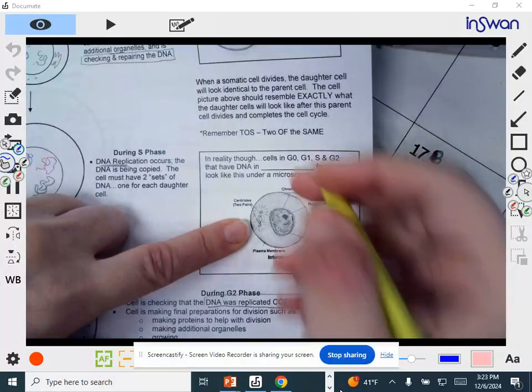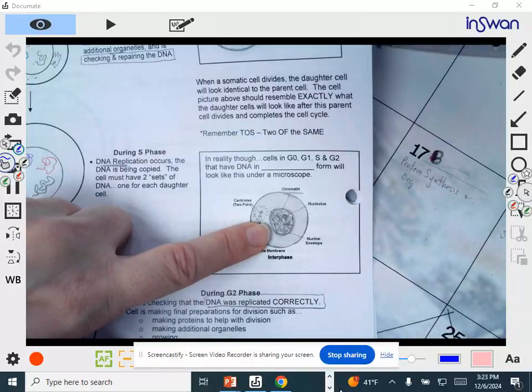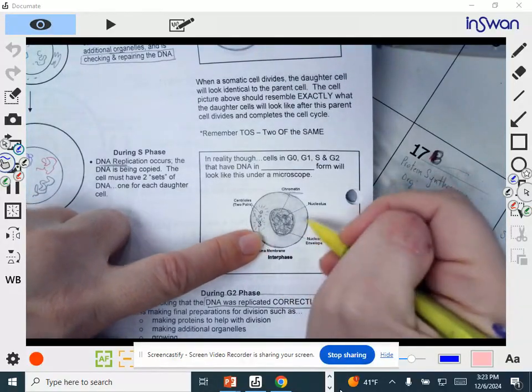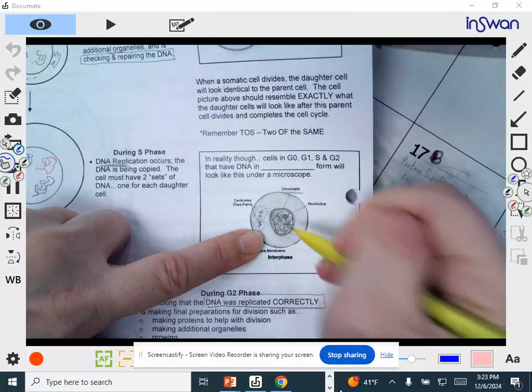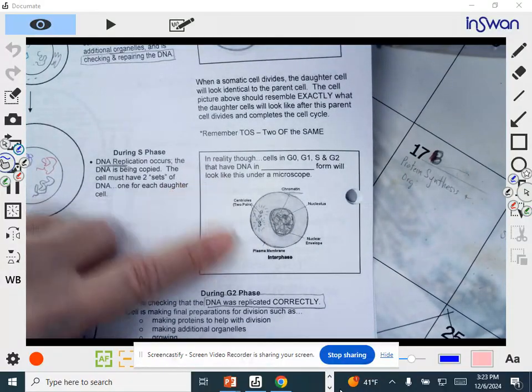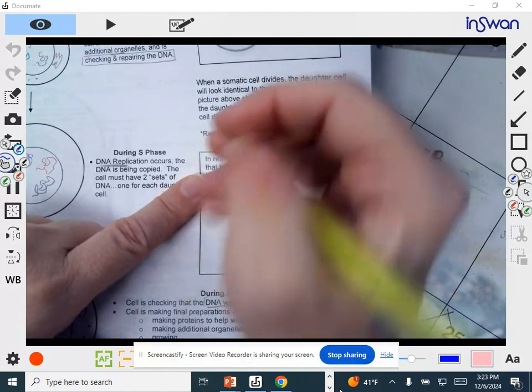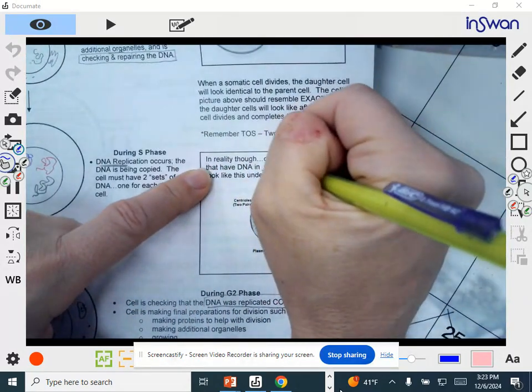So let's just show that there is DNA in here, just lots of stringy DNA, but you won't ever see it. You're just going to see a cell. You're going to see a dark circle in the middle, that's the nucleus. And so you can't actually see the DNA using a microscope looking at cells, because the DNA is in chromatin form.